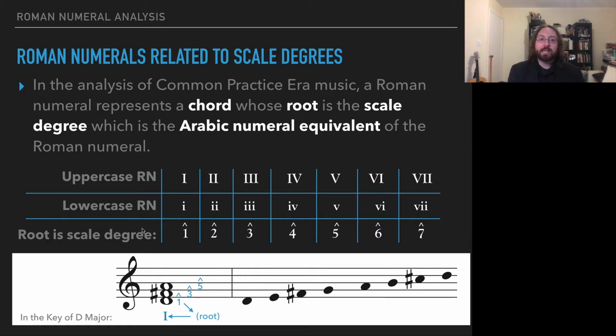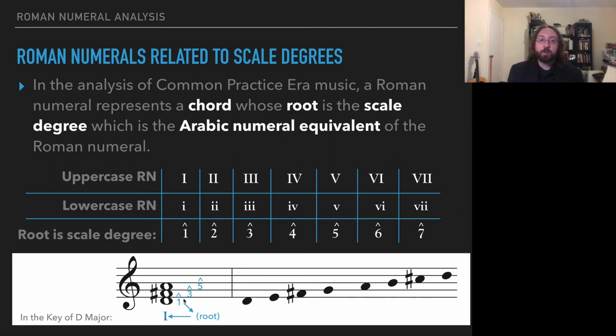Here is the key of D major. Here we have a D, F sharp, and A. We have our tonic chord. This is based on scale degrees 1, 3, and 5. So 1 is the root. We know it's the root because the others are thirds stacked above it. So scale degree 1 is the root.